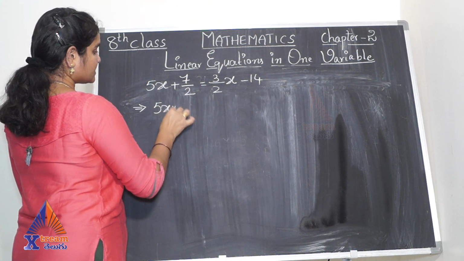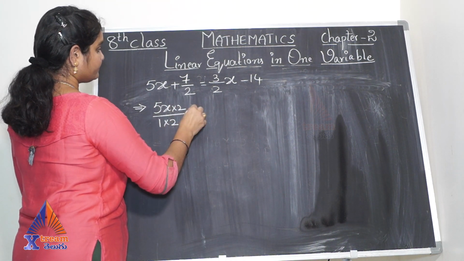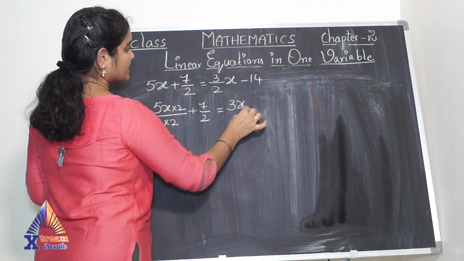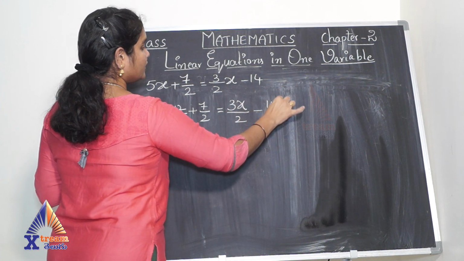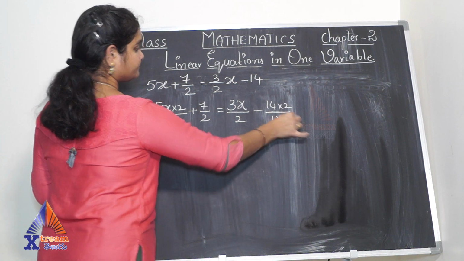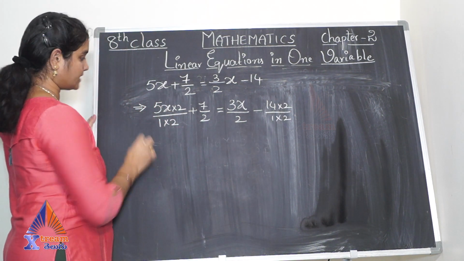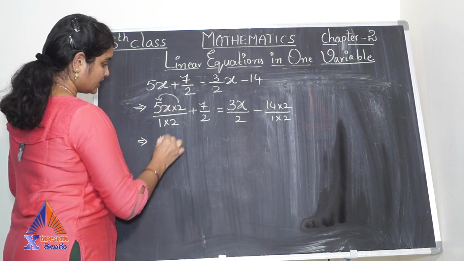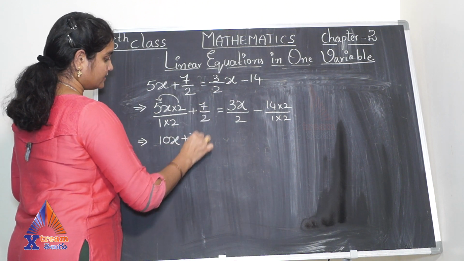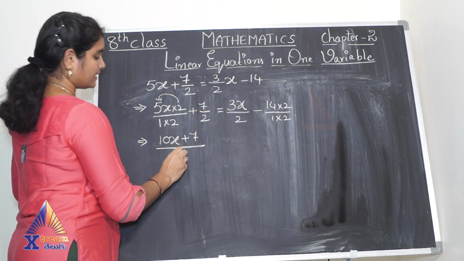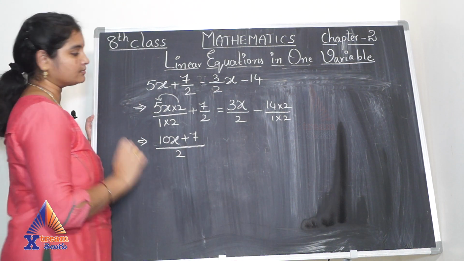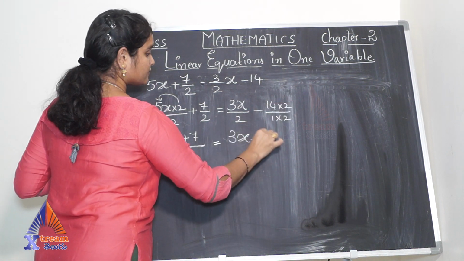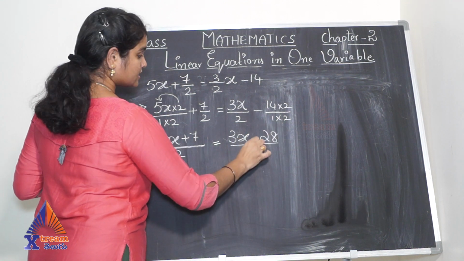So what do we get? 5x into 2 by 1 into 2 plus 7 by 2 as usual, and here 3x as usual minus 14 into 2 by 1 into 2. So it's making the denominator the same. Now what do we have in the numerators? 2 fives, 10. So we have 10x plus 7. Since both denominators are the same, we are taking it as 2. Now here also we have 3x minus 14 twos, we have 28, and both denominators are the same, so we take 2.